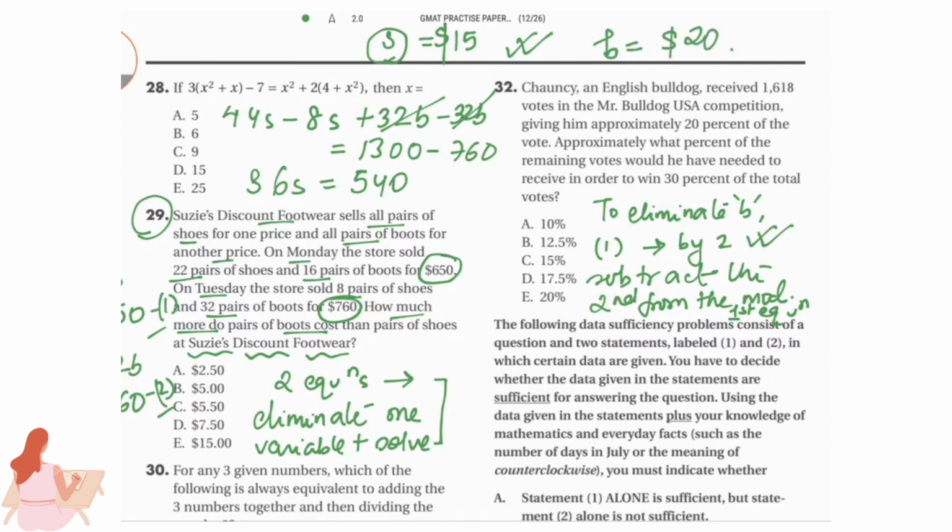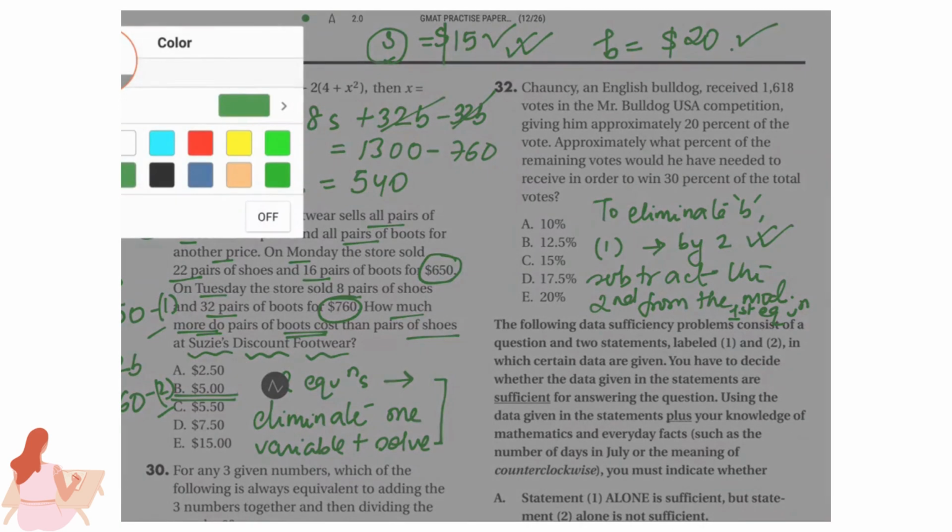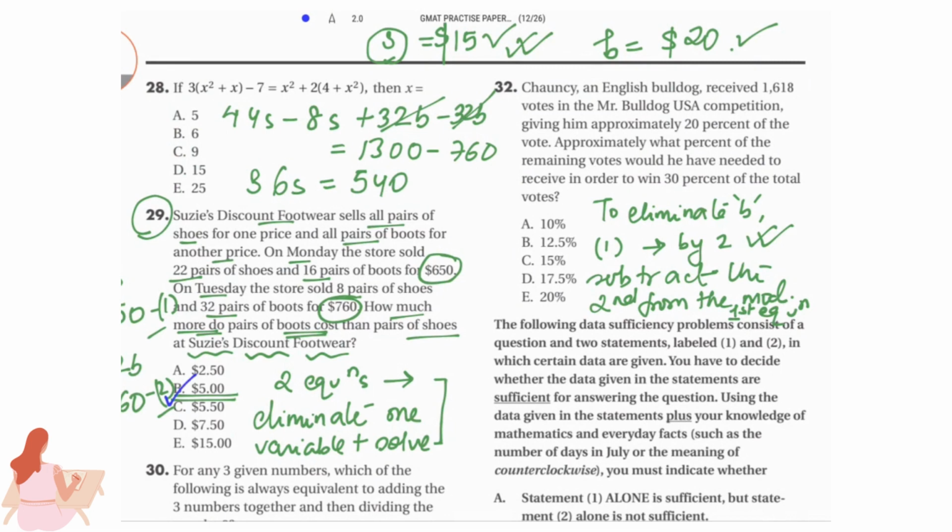However, this is not the answer. They have asked us to find out by how much more the pair of boots costs than the pair of shoes. These are the price of boots, these are the price of shoes. So boots cost $5 more. That means B will be the correct answer. That means option B is the correct answer to this particular question. We will now move on to question number 3.